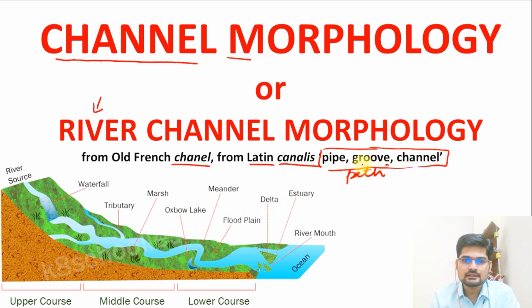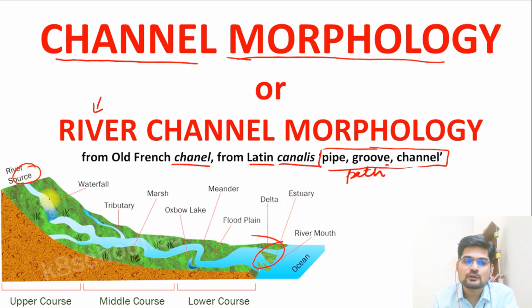We have already learned in the fluvial process, in fluvial geomorphology, in the fluvial landforms, the role of these channels in shaping the surface of the earth. So that is important here. But what we are learning here is the morphology of this channel itself. It means the features that are related to this channel, right from river source to river mouth.